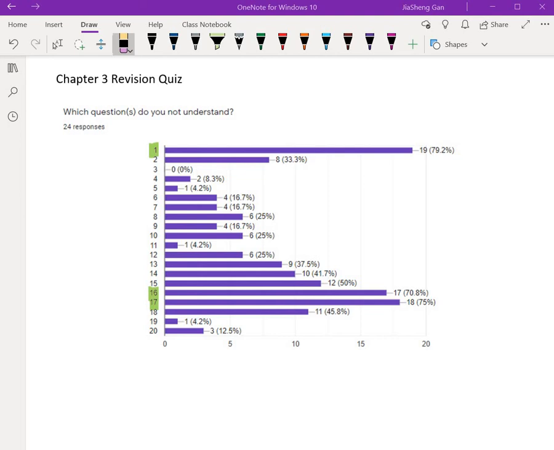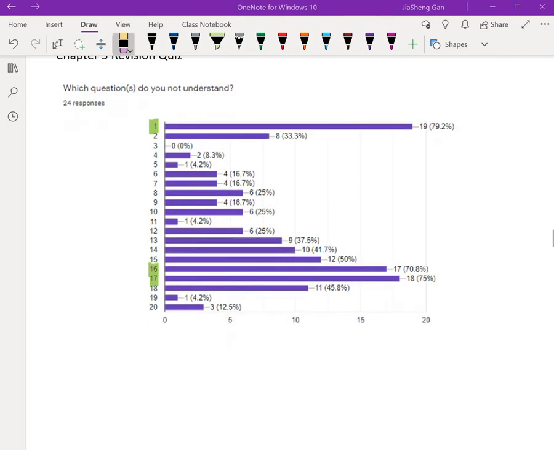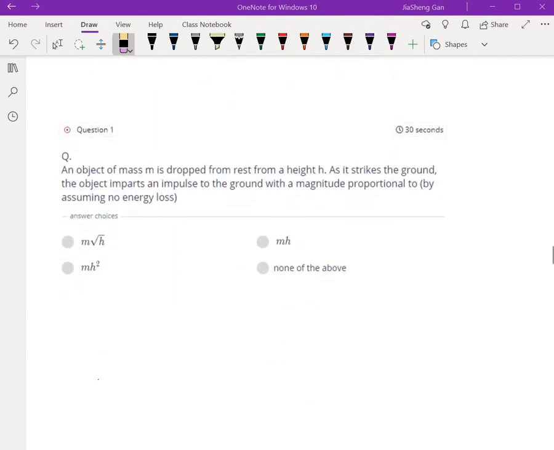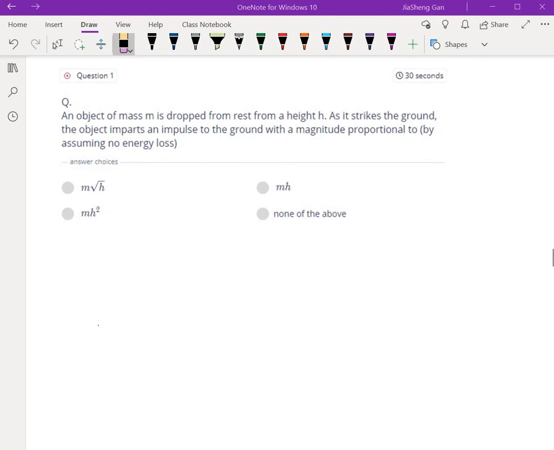Hi everyone, so this will be the chapter 3 revision quiz, a review of the chapter 3 revision quiz. Based on the responses, we will discuss question 1, question 16 and question 17, since these three questions received the most responses. So question 1: an object of mass m is dropped from rest.